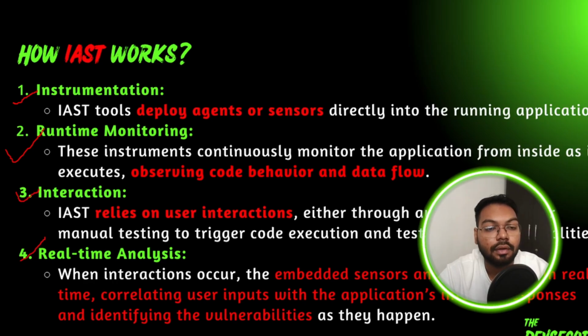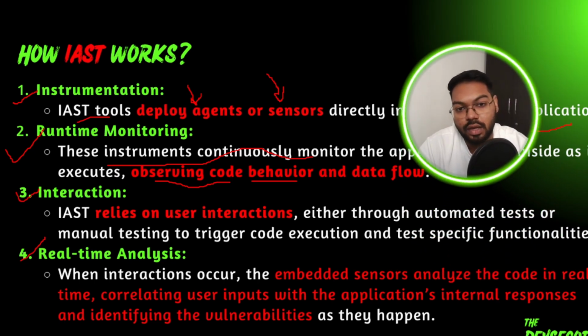So what is the general flow of IAST applications? The IAST tools deploy agents or sensors directly into the running application. What these agents or sensors do is continuously monitor the application from the inside as it executes, observing code behavior and data flow. Now imagine you are in an application. In DAST, what it did was directly attack the application and look at the response that it was triggering.